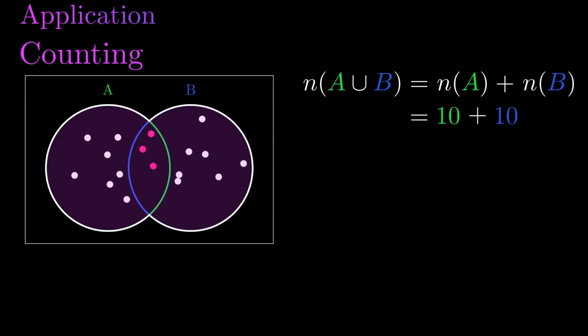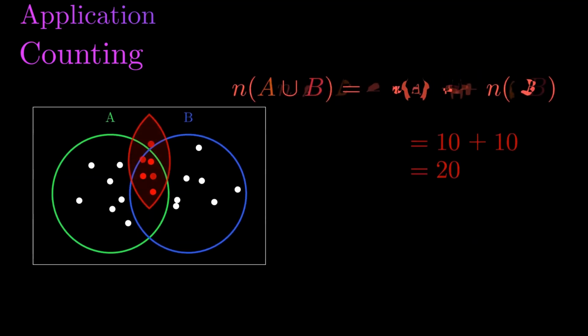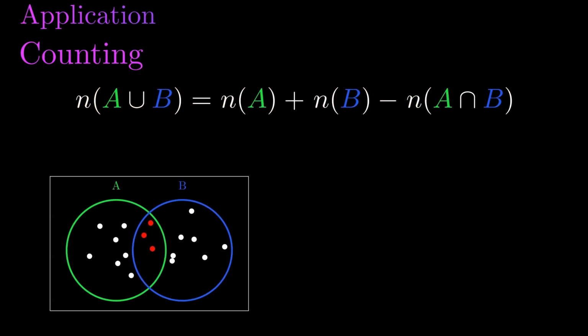If we just add A and B, we've counted the elements in the overlap twice. To fix this, we have to subtract the intersection one time. This gives us the famous principle of inclusion-exclusion for two sets. n of A union B equals n of A plus n of B minus n of A intersection B.